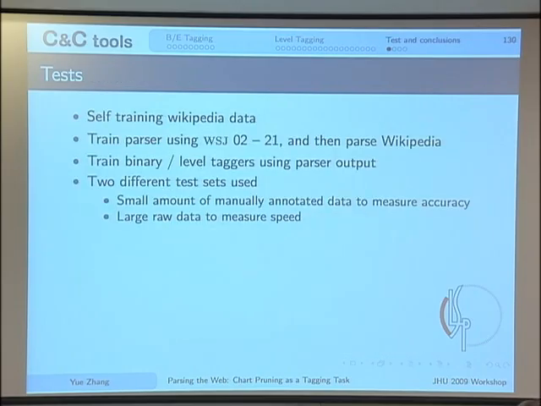And lastly, I'm going to show some final test results on Wikipedia data. We did this experiment by training the parser using Wall Street Journal data 2-21 and used the parser to parse the whole Wikipedia. Then we choose some of the parser output as the training data for the binary or level taggers. And we use 2 different test sets. The first contains a small amount of manually annotated data so that we can have an idea about accuracy changes. And secondly, we use a comparatively large amount of raw data just to measure the speed up.